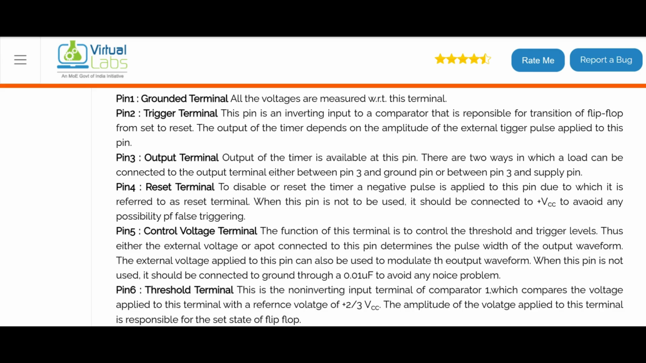capacitor to avoid any noise problem. Pin 6, threshold terminal. This is the non-inverting input terminal of comparator 1, which compares the voltage applied to this terminal with a reference voltage of plus 2/3 VCC. The amplitude of the voltage applied to this terminal is responsible for the set state of flip-flop.